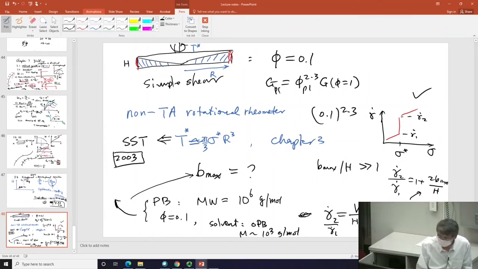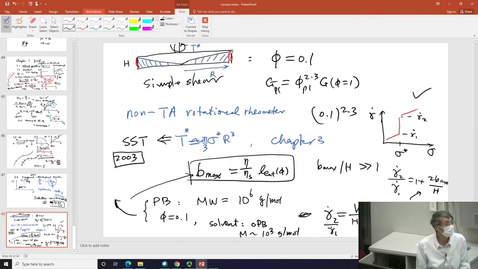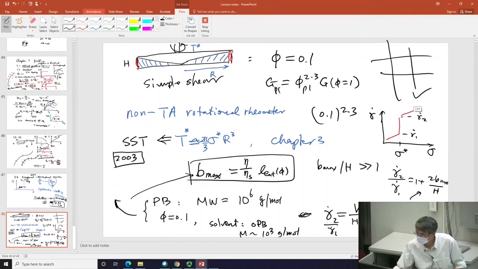In other words, we know the formula for B is basically eta divided by solvent viscosity times an entanglement length in the solution. So we know all the parameters. We know the zero shear viscosity. We know the solvent viscosity. We know at 10% what is the mesh size of a 10% solution. Okay.